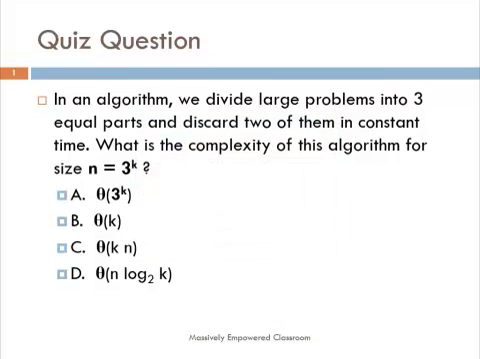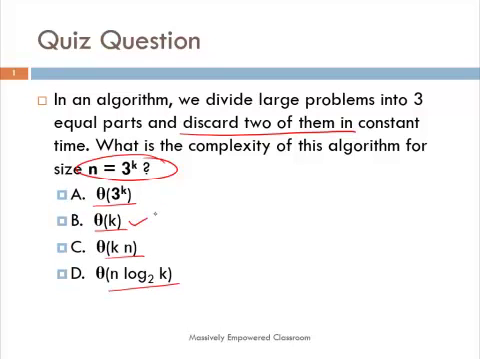So let us look at a quiz question. Here we have a divide and conquer algorithm that divides a problem into 3 equal parts instead of 2, and each time it divides the problem, it's able to discard 2 of the 3. So only 1/3 of the problem needs to be considered. What is the complexity of this algorithm? For convenience, n is given to be a power of 3. n is 3 to the power of k. So is it theta of 3 power k, or theta of k, or theta of n log k?